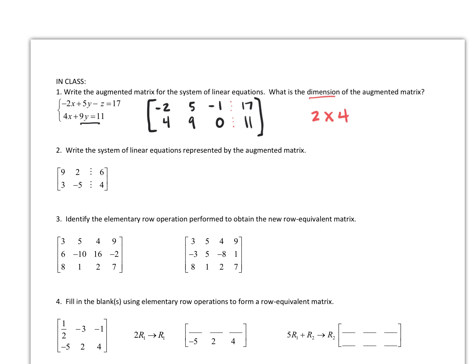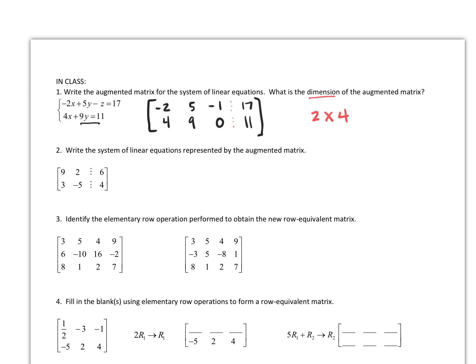Okay. Now it says, number 2, write the system of linear equations represented. So basically, I'm doing the opposite of what I just did. Here I went from equations to the matrix. On this one, I'm going to go from matrix back to the equations. And whatever's on the far right is whatever's on the other side of the equal sign. And then it looks like I need 2 variables, so x and y. So let's do that.